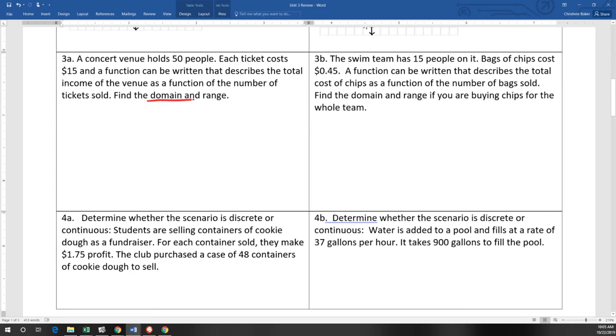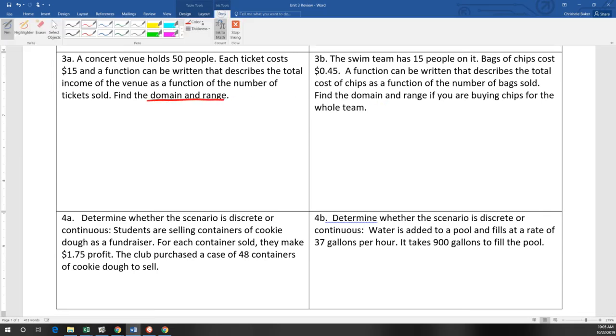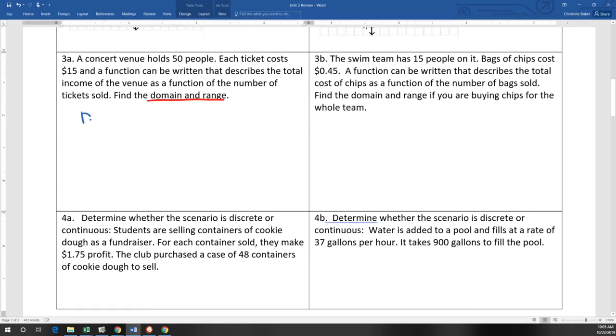We are still finding domain and range here. We just have a word problem. A concert venue holds 50 people. Each ticket costs $15, and a function can be written that describes the total income of the venue as a function of the number of tickets sold. So our tickets sold are going to be our x, our independent variable. So we can sell none. Maybe nobody comes. We can sell 1 ticket, 2 tickets, 3 tickets, 4 tickets, all the way up to selling 50 tickets.